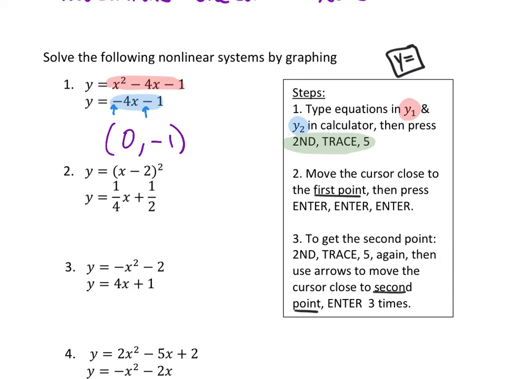When we press graph on this one, how many solutions should I be finding? 2, because the graph looks like this, that we have a curve and then we have a line crossing it. It crosses it 2 times. That means we're looking for 2 solutions. So we're going to have to repeat these steps twice. We press second, trace, 5. Now I'm going to move my little turtle close to one of the answers. So I'm going to move it to this first one right here. And once it's near it, I press enter, enter, enter.